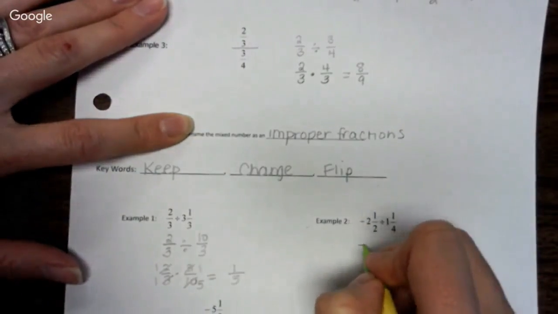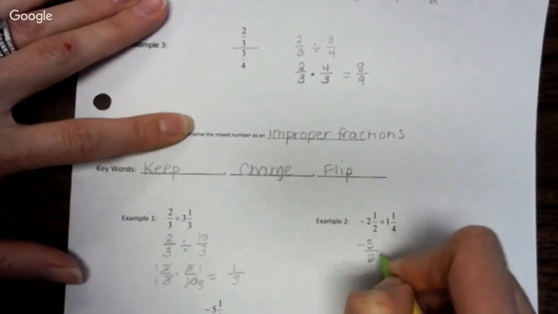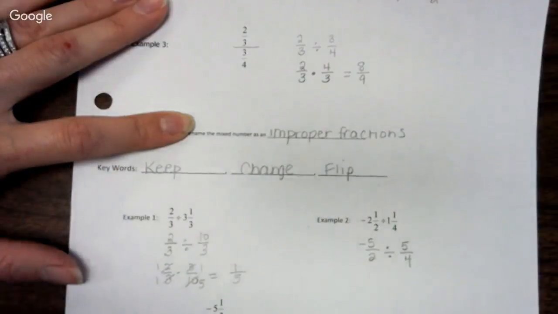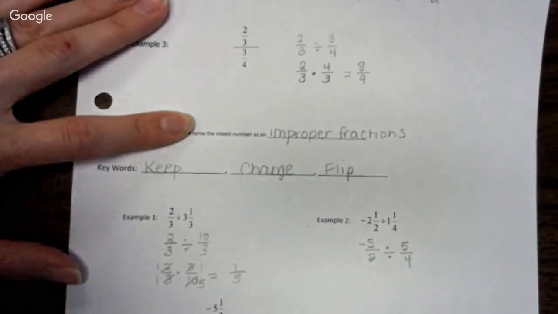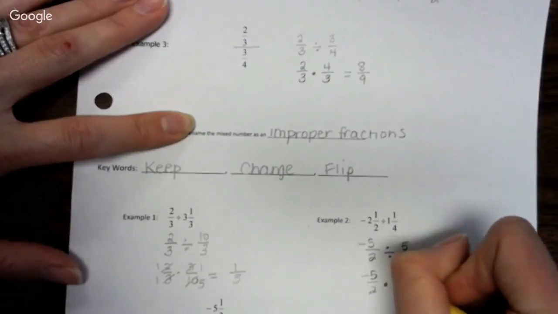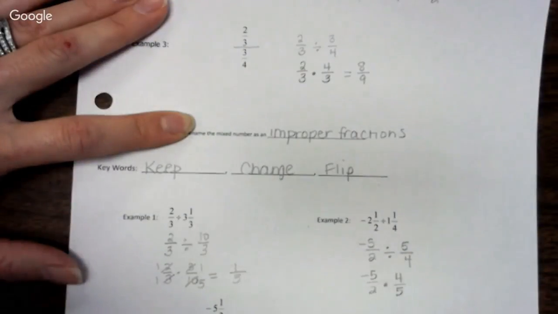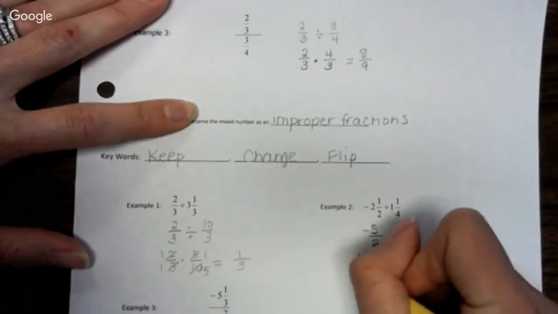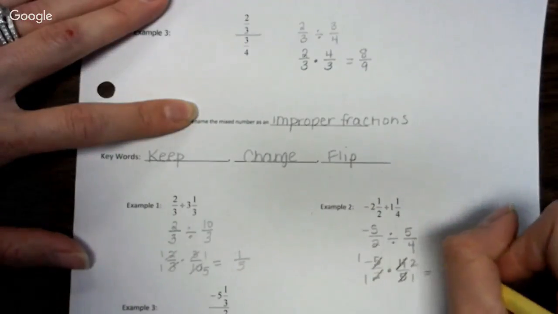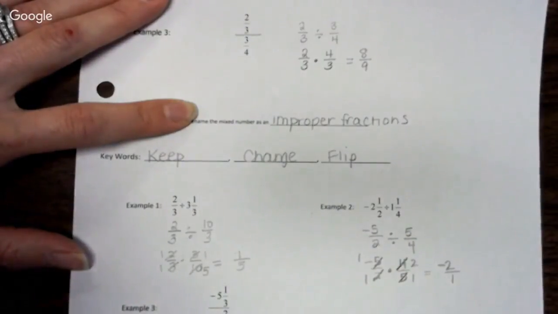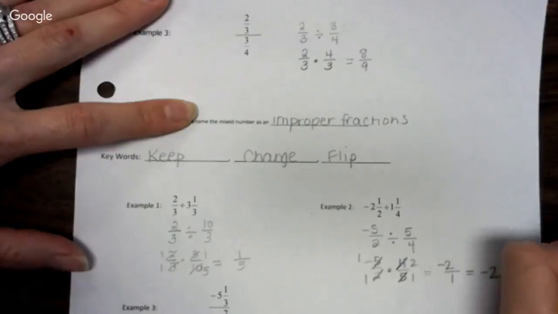All right, this one we have -5 over 2 divided by 5 over 4. So all I did was change them into improper fractions. Now we're going to do keep, change, flip. I'm going to cross cancel and multiply. So 2 over 1, opposite signs, negative answer, which is just -2.